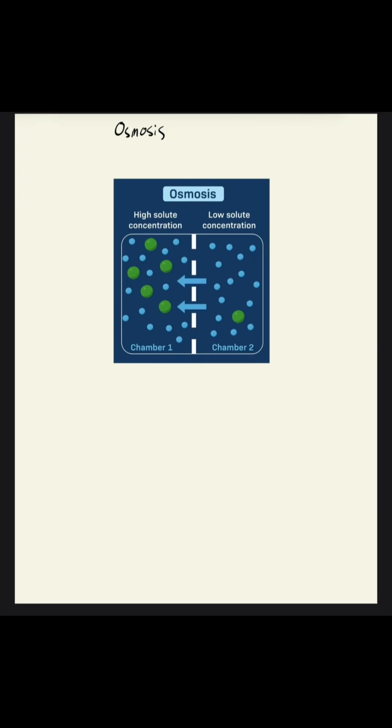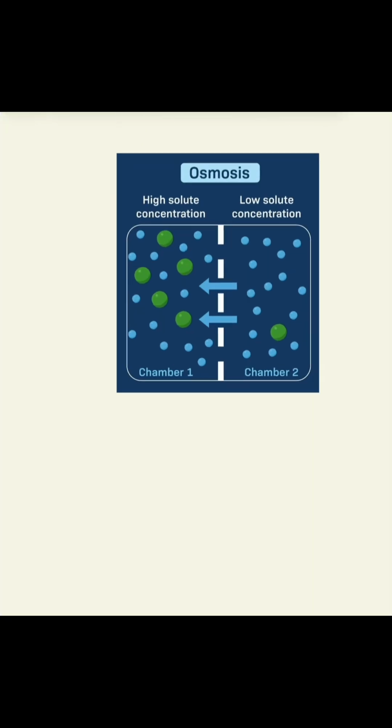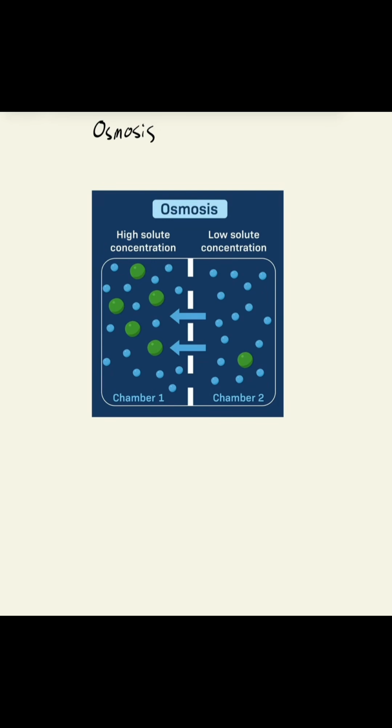Osmosis is the movement of water across the cell membrane, and the direction it moves determines whether a cell will swell, shrink, or stay the same shape. So what is osmosis? Osmosis is the net movement of water molecules across a selectively permeable membrane from a region of higher water concentration to a region of lower water concentration, down the water concentration gradient.